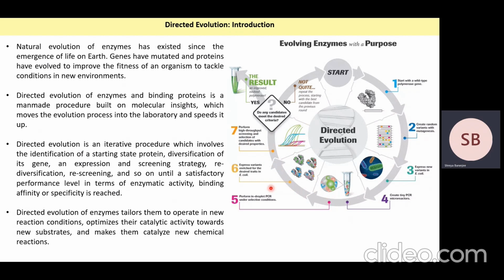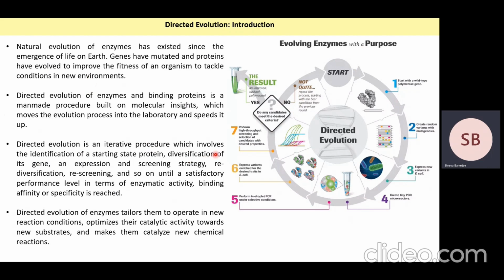So basically, when you get a lot of the mutated proteins, a question is asked: do any of the mutated proteins meet the desired criteria or the function that we want? If the answer is yes, then we have an improved and evolved protein. If it is no, then the process is again restarted with the best candidate from the previous round. So again, another round of random mutation is done. And this entire repeating process is called directed evolution.